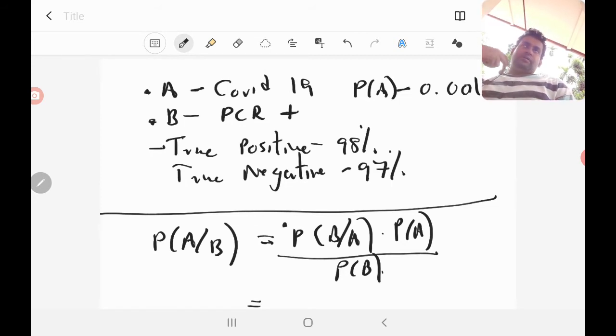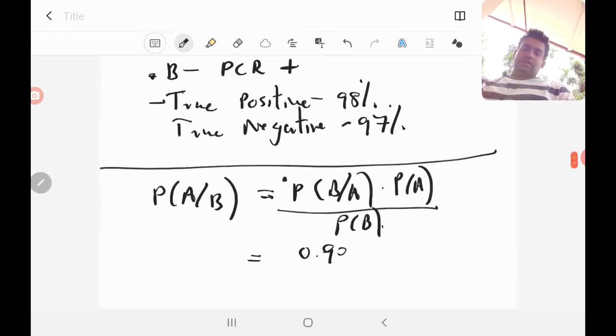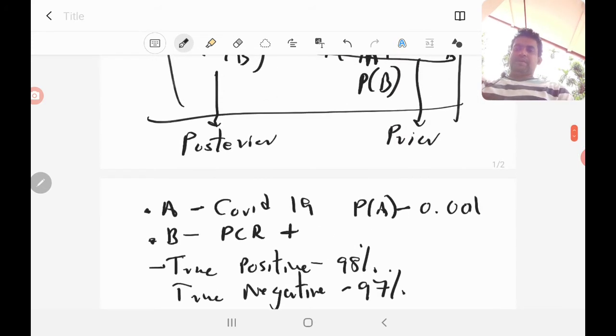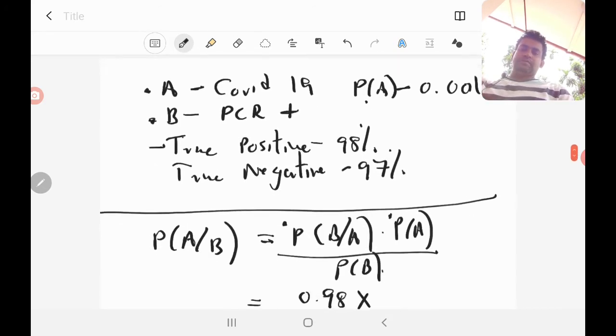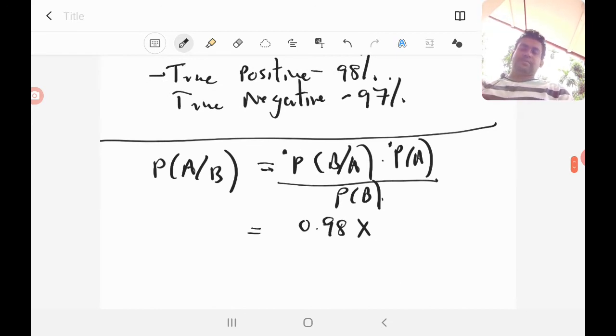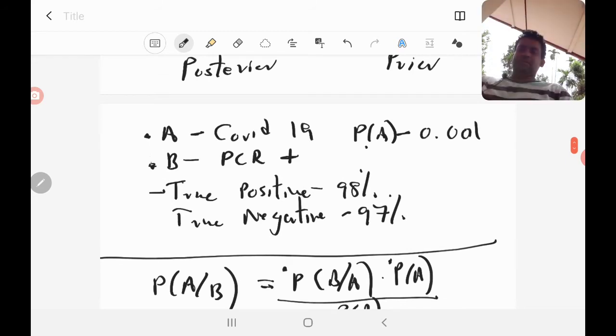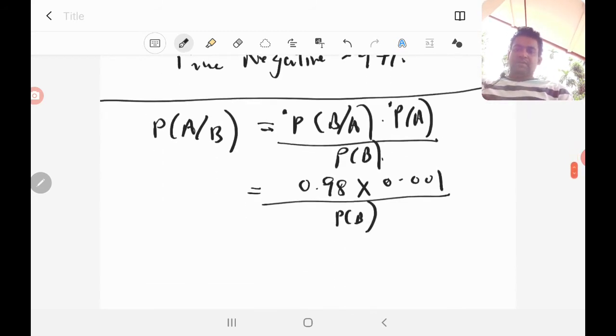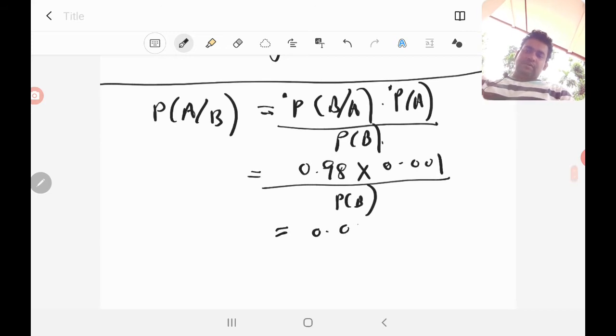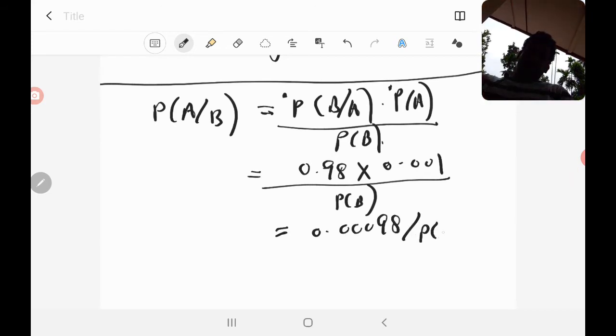So true positive means the probability that, given someone already has COVID-19 infection, the test will turn out to be positive, right? That's 0.98. This is the prior, so here the prior is 0.001. If we just select someone from the entire population, it will be a relatively small number, divided by P(B). P(B) is the probability that the PCR test is positive, right? We don't know that, so we'll leave it as it is. So this is 0.00098 divided by P(B). This is P(A given B), right?